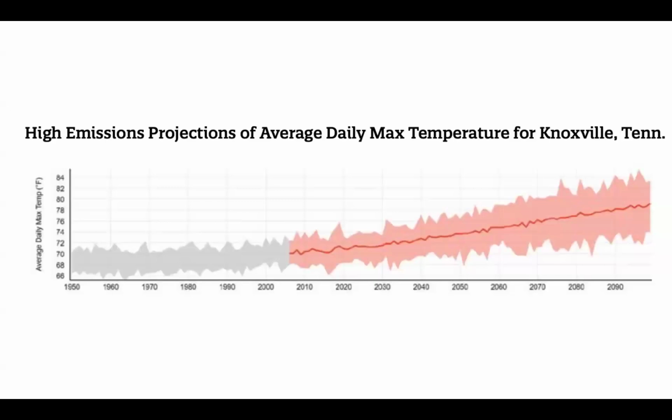So I moved here in 2008, which is basically when this chart starts in the red section, and the average daily maximum temperature was about 70 degrees Fahrenheit. Into the century, it's going to be closer to 80. So even locally, we're going to see about a 10-degree increase in average temperatures.